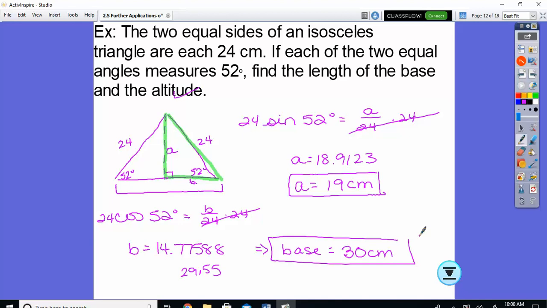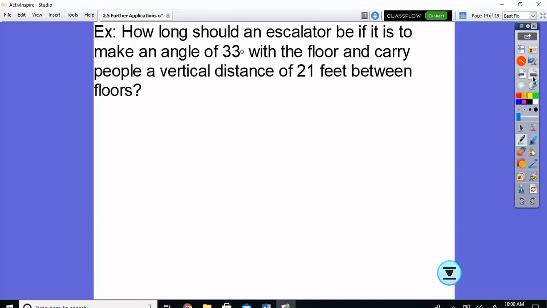That one wasn't too bad, was it? A little bit better than the last one. The next two are ones that I think you can try on your own. So I want you to take a few minutes, try to set these up and solve them. Let's get as far as you can.